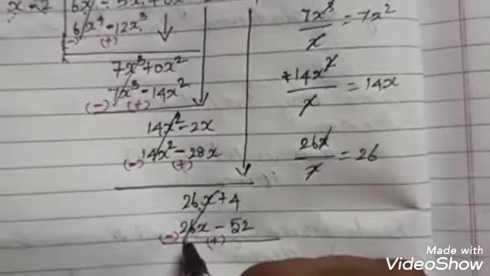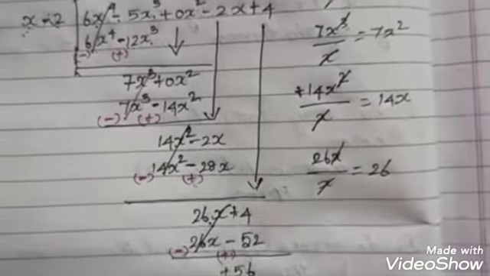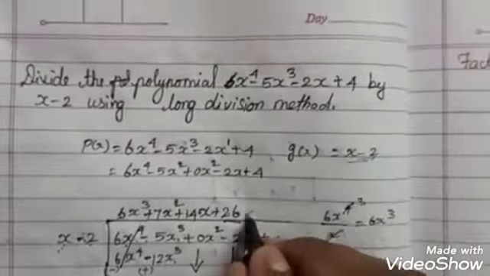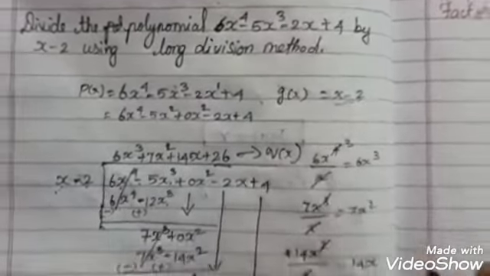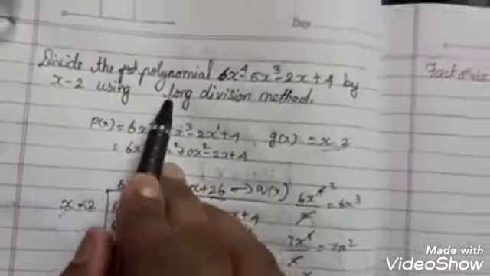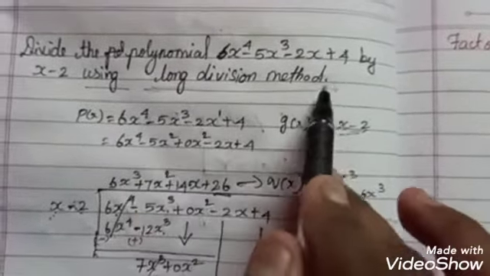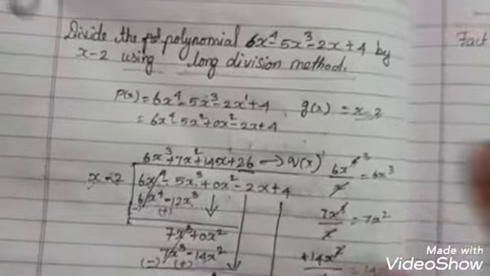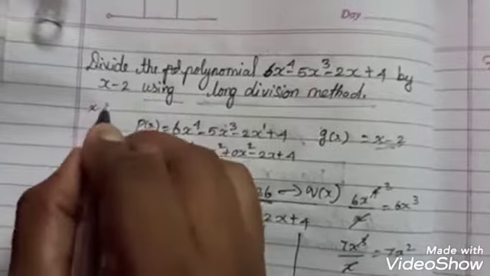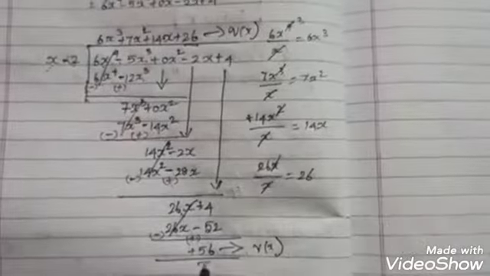Same term with the different symbol, you cancel. Plus 4 plus 52 plus 56. So this one we say it as R of x, remainder, and this one we say it as Q of x, quotient. So this is long division method. They have to give it clearly: divide the polynomial using long division method. Otherwise you move on to the remainder theorem by applying x minus 2, P of 2. Instead of x you apply 2, you get the same answer 56.